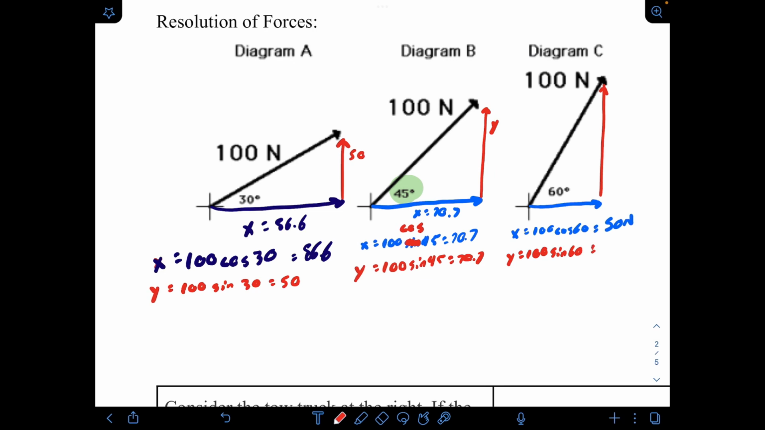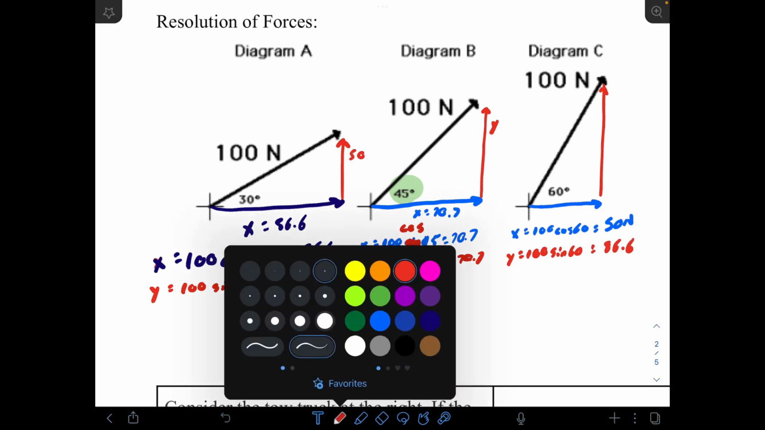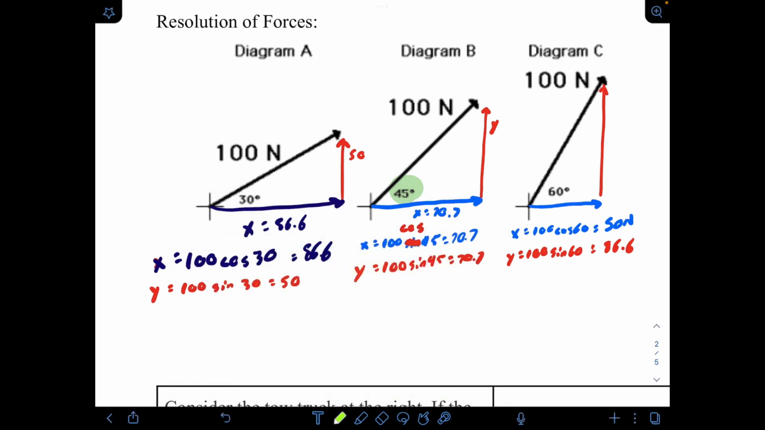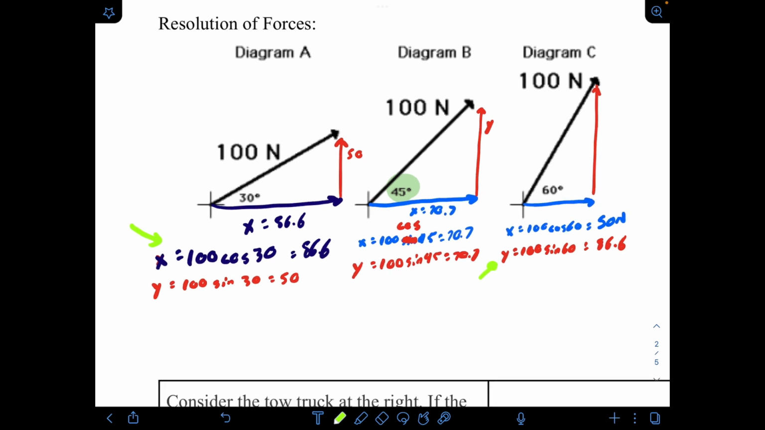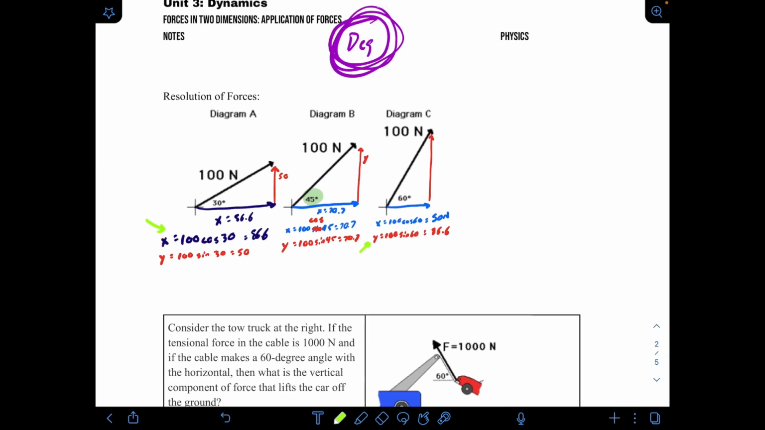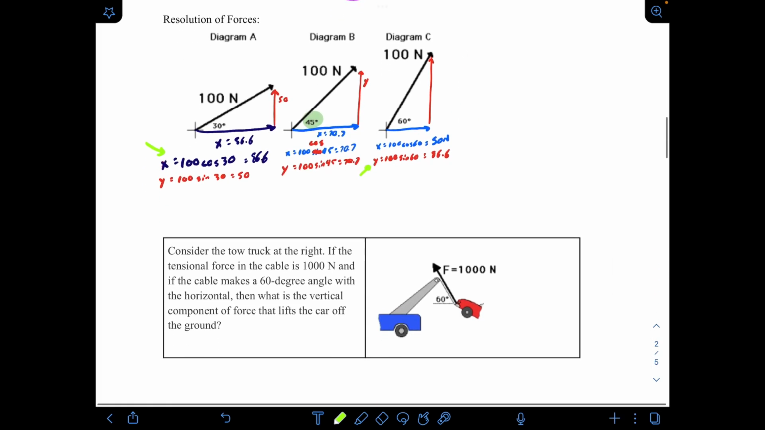And I get about 86.6. What's interesting is if we look at the y component of this one and the x component of this one, they're actually the same thing. They have the ratios of the side of the triangle. So that's kind of interesting, right? So all we're doing is building triangles again and using our trig functions to help us solve the question.